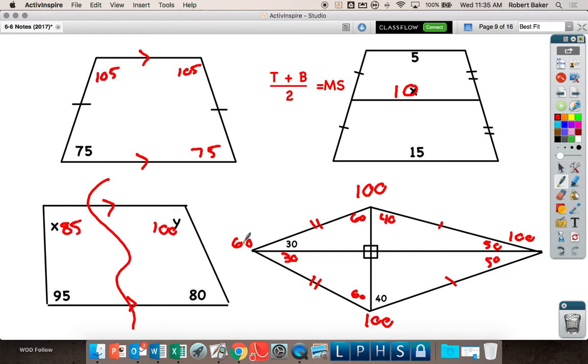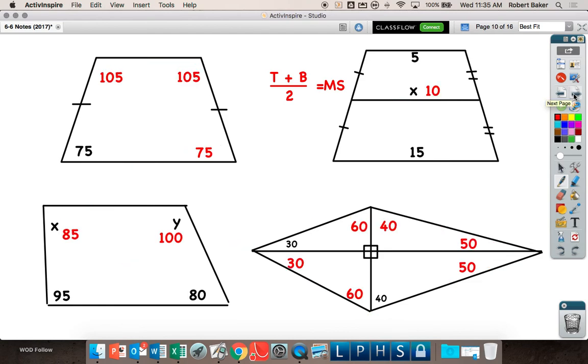360. Hey, that's cool. Kites aren't that bad. It's 360. That's why I did that. That's so cool. Thanks, Kate. So there's what it looks like all pretty.